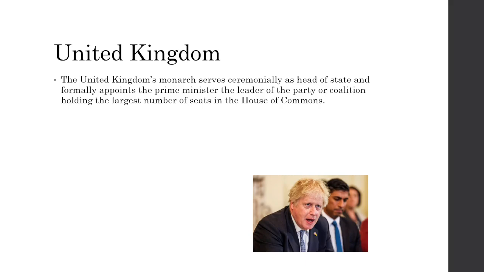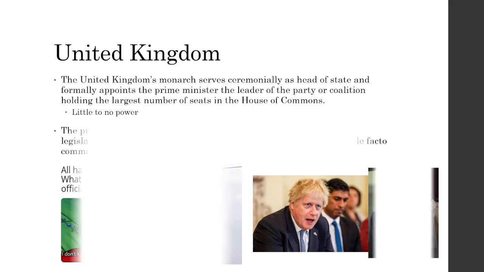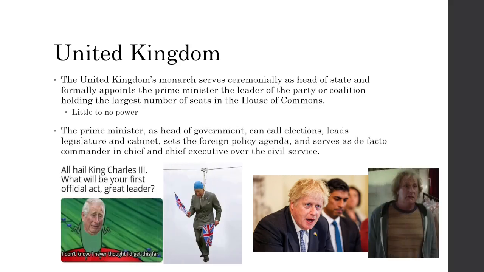And the UK formally appoints the prime minister, who is the leader of the party or coalition that holds the largest number of seats in the House of Commons. So the House of Commons is appointing the prime minister, but the monarch actually lays down the sword on their shoulders and brings them in. They really don't have any power. They used to, but they don't anymore because of legislative actions passed by the House of Commons.